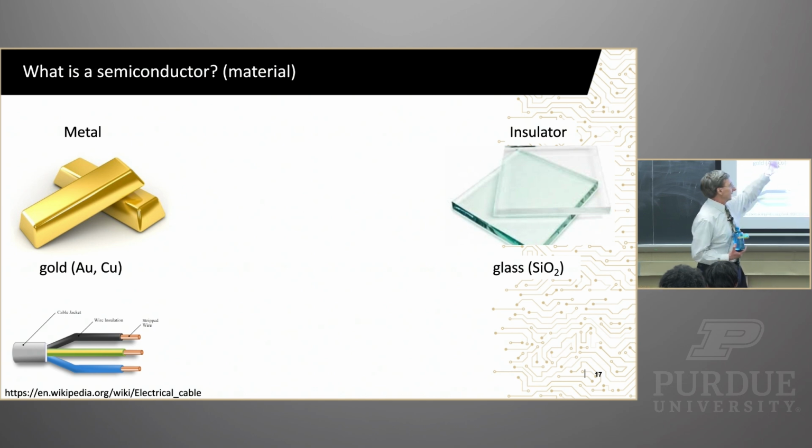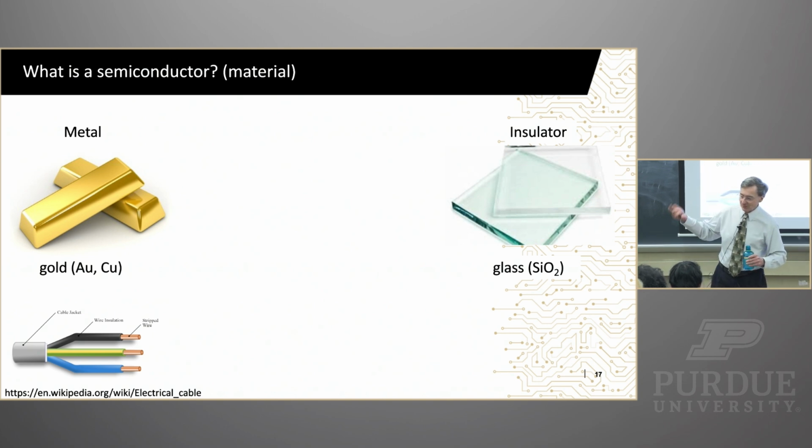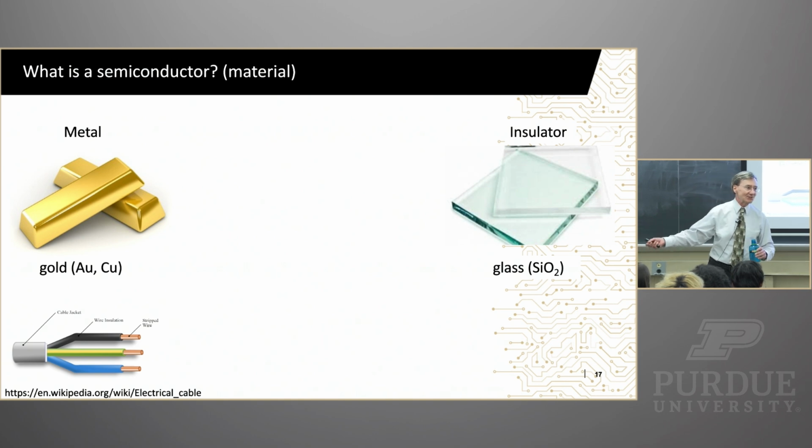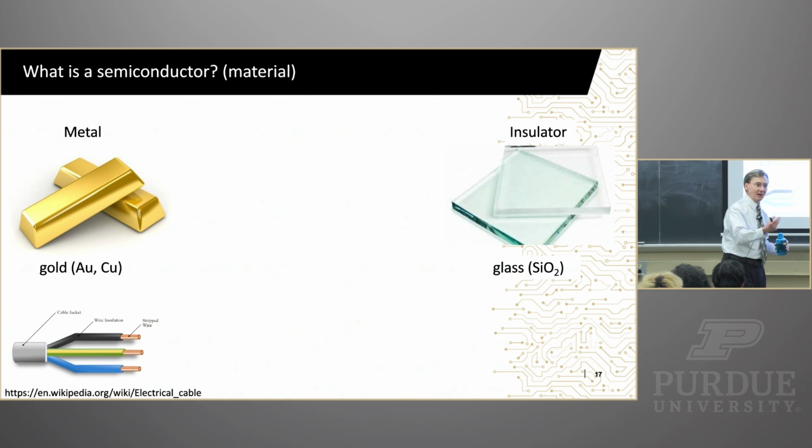On the other end, we have insulators, glass being an interesting one. Silicon dioxide is actually an insulator used in the industry. And that's what we wrap the wires with so we don't get electrocuted. You can plug your plug into the wall outlet and not get a shock because we put electrical insulators. So they block electric current.